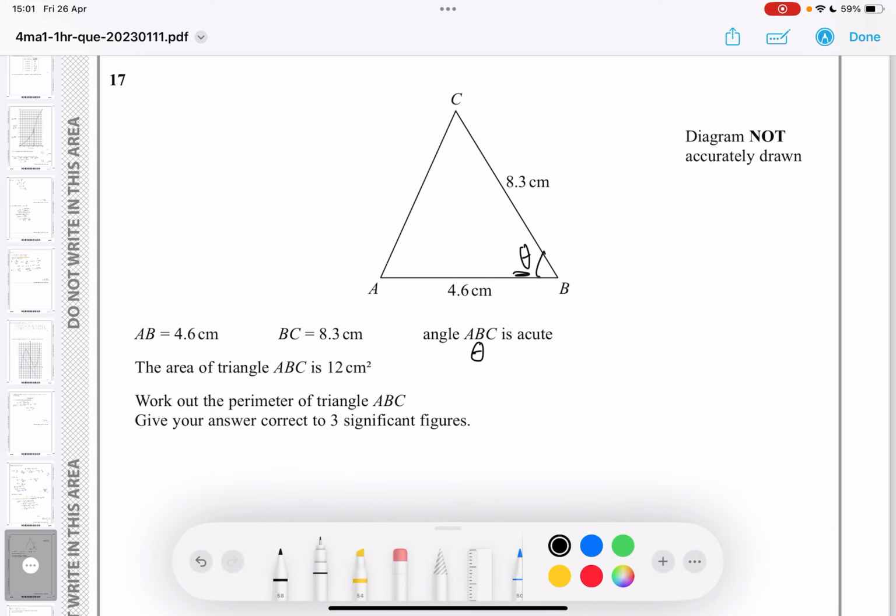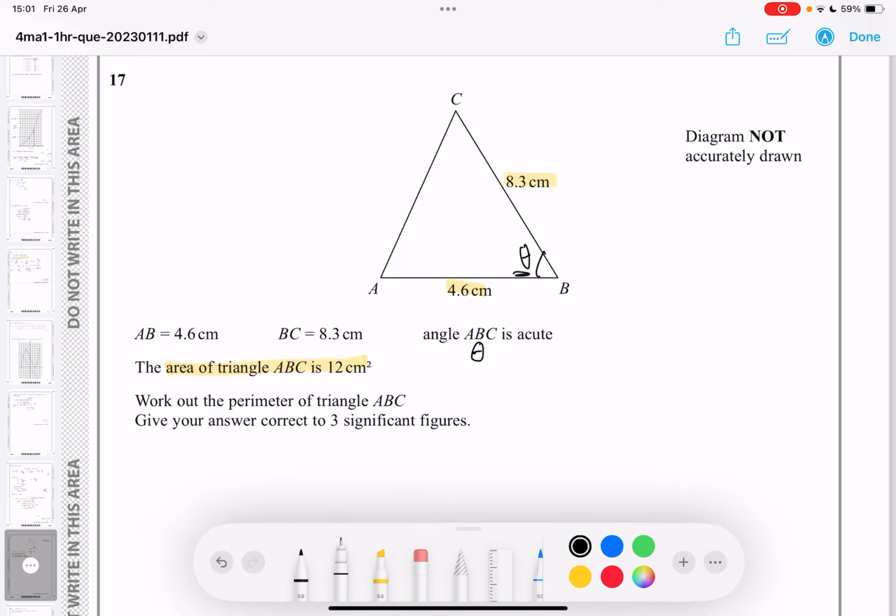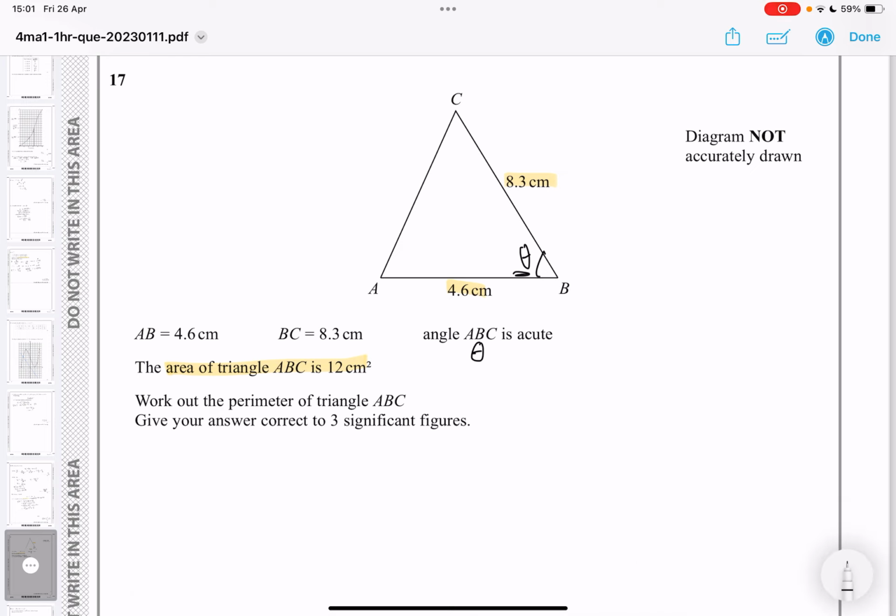Well, they've told us here that the area of triangle ABC is 12 centimeters squared, and we have these 2 sides. So immediately you should be thinking about how we work out the area of a triangle. You can make it a right angle triangle by splitting it in half, but it's easier just to use the formula A equals half ab sine theta, and that's given to you in the formula booklet. So the area is 12 equals half multiplied by 4.6 multiplied by 8.3 times sine theta. Theta is what we need to work out.